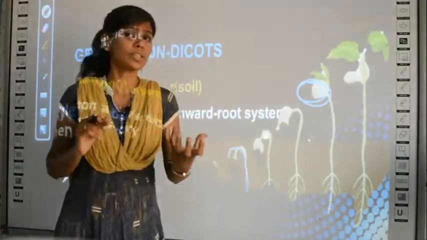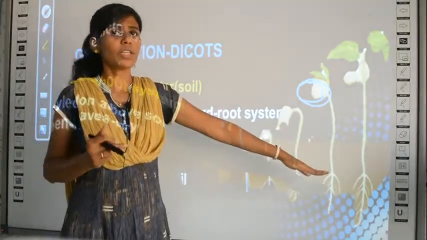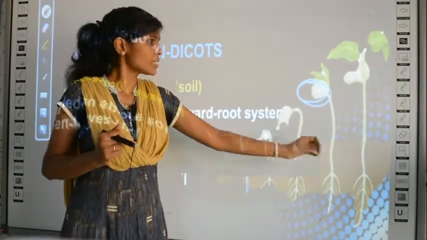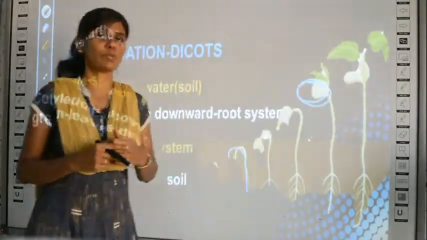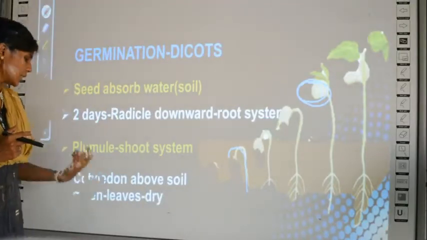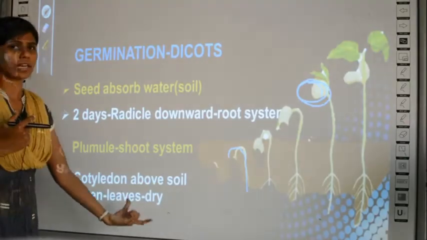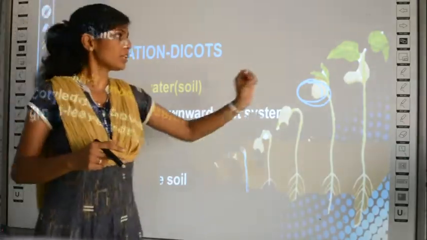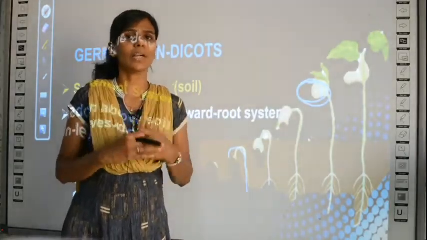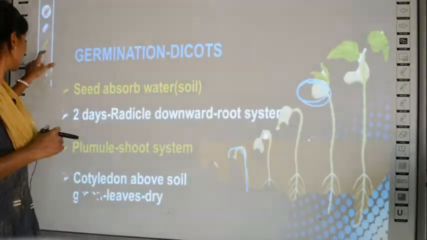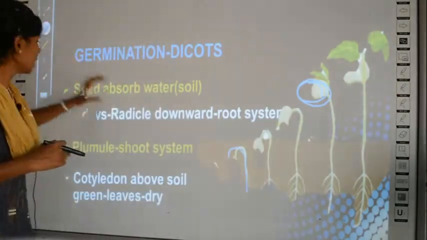Where do you plant the seed? Below the soil only you put the seed for germination, right? Whereas the cotyledon will come out along with the shoot system. That is the major difference between monocot seeds and dicot seeds. The cotyledon is above the soil and only after the leaves emerge will the cotyledons dry. After the leaf fully grows, taking the nutrients from the cotyledon, only then will it dry off. So this is the major difference between germination in monocots and germination in dicots.